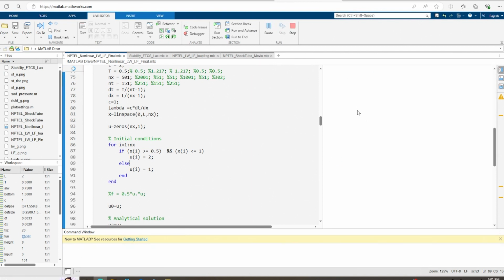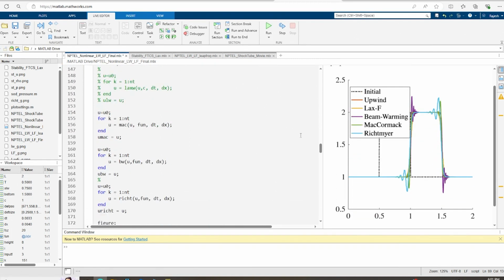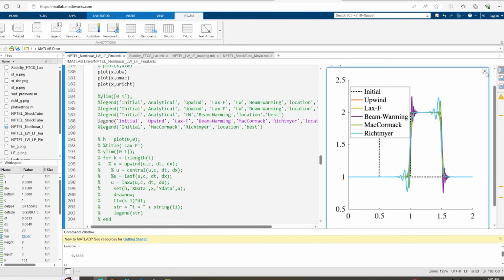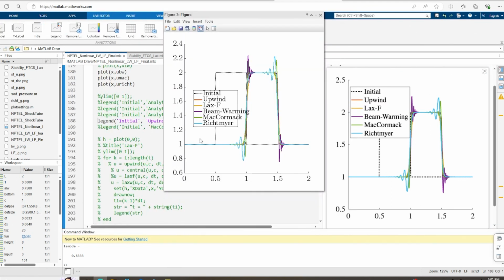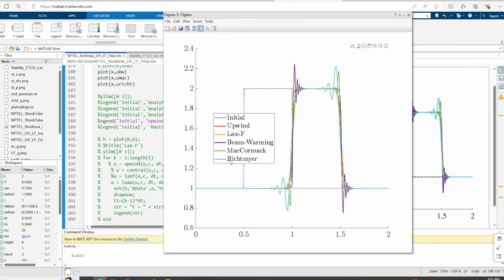Now I am using a value which is 500. Let us see what the lambda value is here. Okay, lambda is 0.833. And you can see in this case they all try to predict it pretty well. Of course, in the Richtmeier scheme and the Lax-Friedrichs scheme, you have a lot of oscillations. This would be the analytical solution for the linear case, where it is moved to the right hand side.